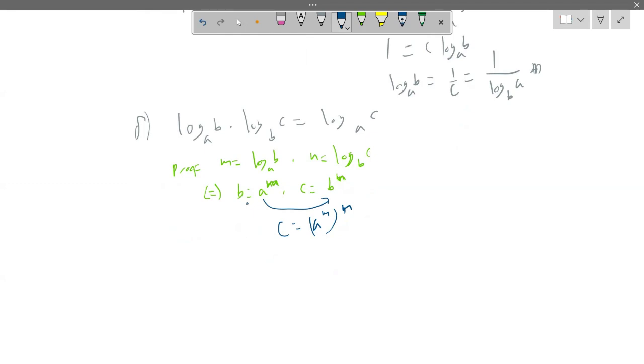with respect to base a, which means log of c base a is equal to log. Oh, by the way, we have to simplify this into a to the power of m times n. This is log of a to the power of m times n base a, and the right hand side here is m times n, which we substitute back to get log of b base a times log of c base b. So there you go, log of c base a.